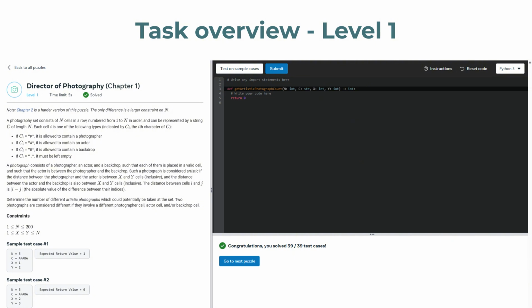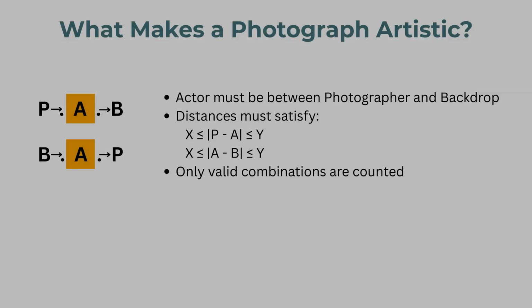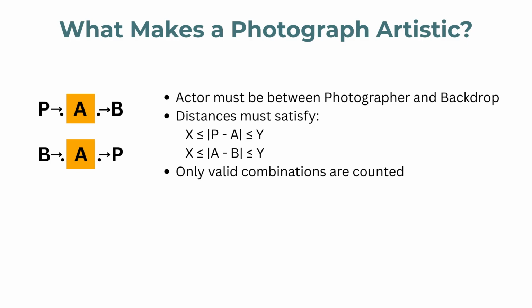We're given a row of n cells, each one marked as a photographer, actor, backdrop, or left empty. Our goal is to find all valid artistic photo arrangements. A photo is artistic if the actor is between the photographer and the backdrop, and both distances fall within the allowed range, between x and y inclusive.